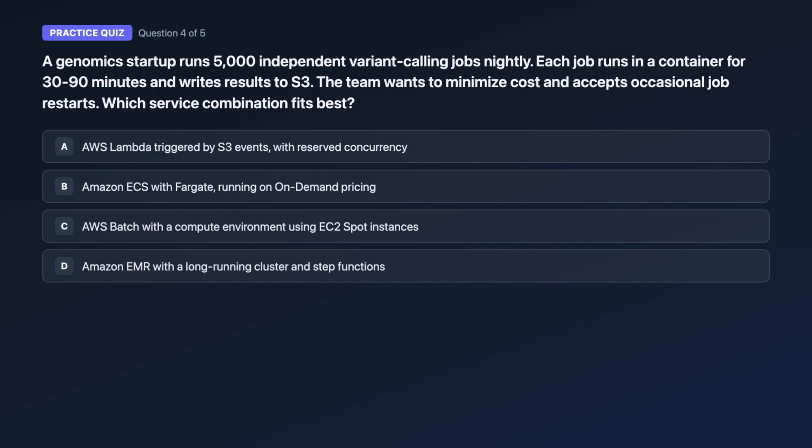B, Amazon ECS with Fargate running on on-demand pricing? C, AWS Batch with a compute environment using EC2 Spot instances? Or D, Amazon EMR with a long-running cluster and Step Functions? Take a moment to think about it.